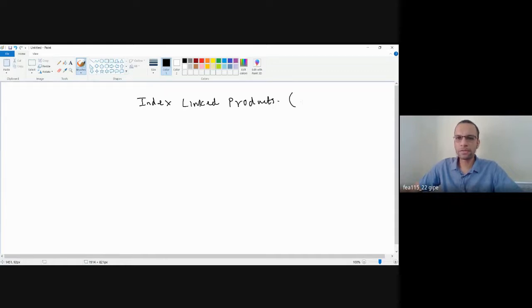One popular example in India is an NLD, which we call a Nifty-linked debenture. We can imagine this is a combination product. You have a bond plus an option. So I would say it's a hybrid instrument because you have fixed income and derivative being combined.